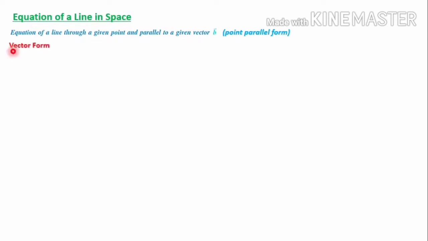Here, first one is vector equation or vector form. That is vector r is equal to vector a plus lambda into vector b. Vector r is equal to vector a. Vector a in the sense the position vector of the given point and plus lambda into vector b. Vector b means it is a parallel vector.